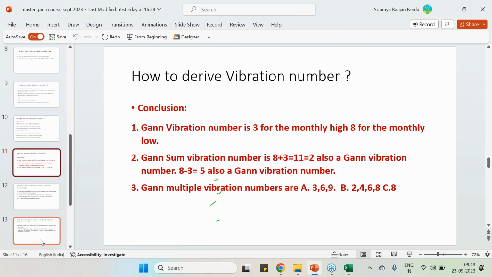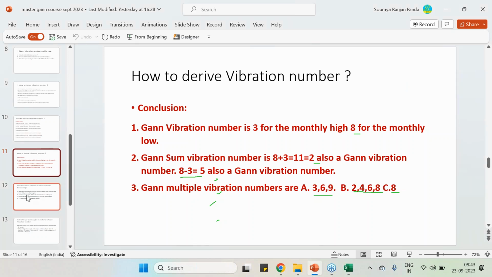So now we have to calculate and predict. These are coming after effect, but we have to predict what will be the high and low. So that predictability we need. We need to predict what is going to happen, the high and low. So the conclusion from this example is that the vibration number is 3. Then the highest number of times you can say 8. So sum of vibration number 8 plus 3 is 11, 2 also a vibration number, 8 minus 3 is 5, also a vibration number. So conclusion: 3, 6, 9, 2, 4, 6, 8, all these are the vibration numbers, single digit numbers.